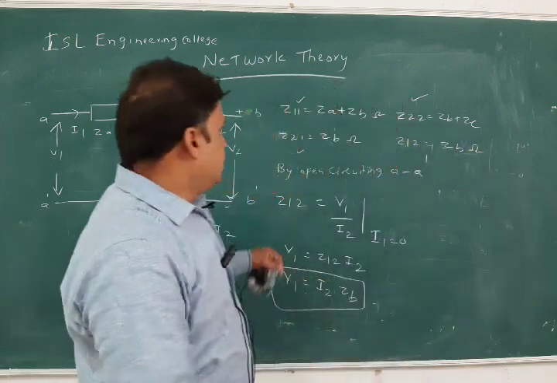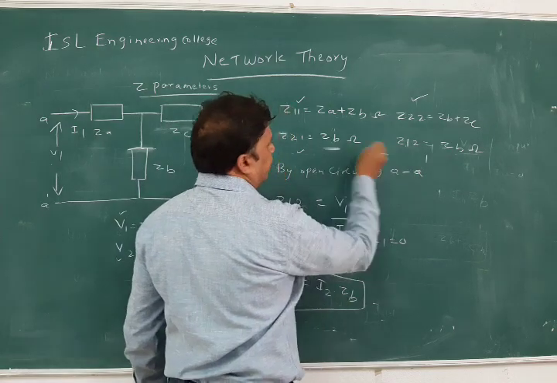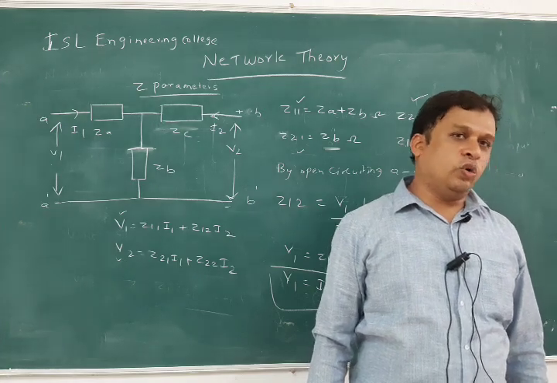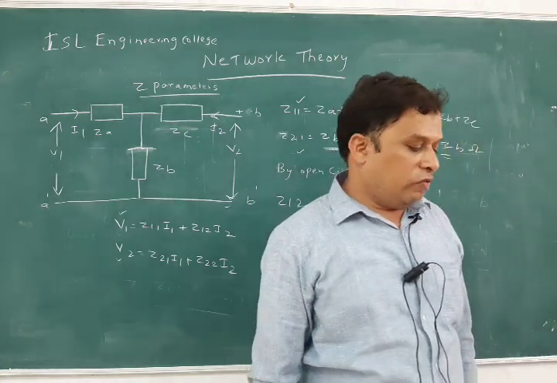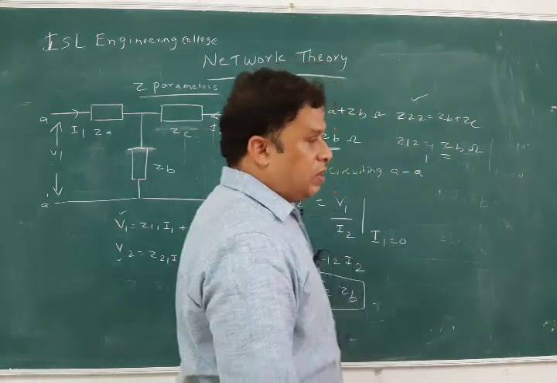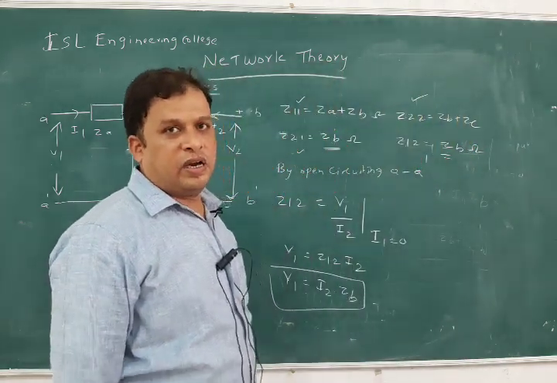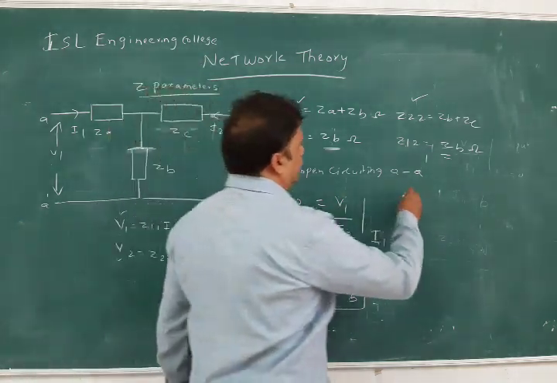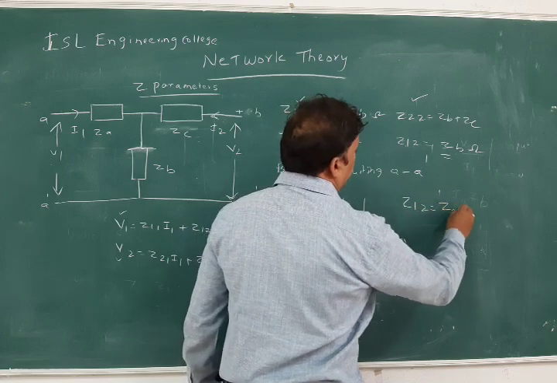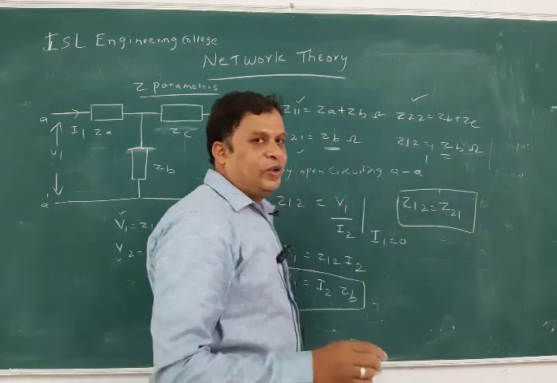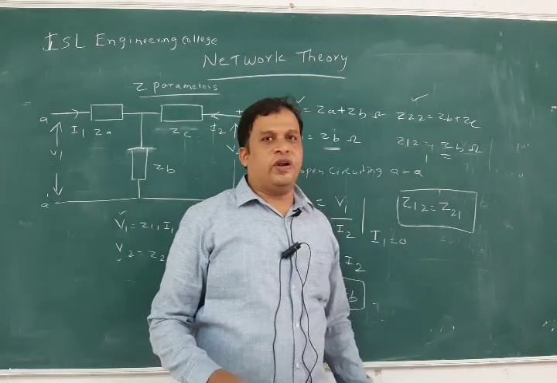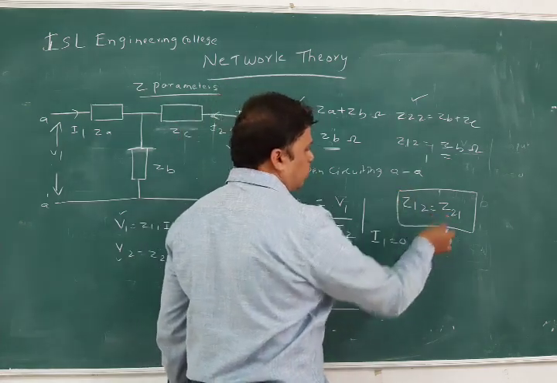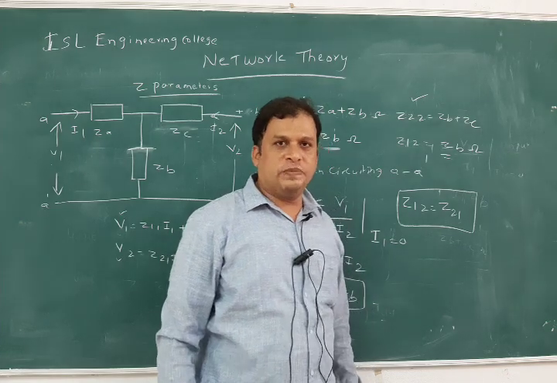Now you can see here that Z21 and Z12 both have the same value ZB. It is observed that Z12 and Z21 have the same values. So it is called a bilateral network, which satisfies the principle of reciprocity, that is, Z12 is equal to Z21. If you are doing a problem and you get Z12 equal to Z21, then you have done the problem in a correct way. Also remember, if Z12 is equal to Z21, the network is a bilateral network, and it obeys the principle of reciprocity.